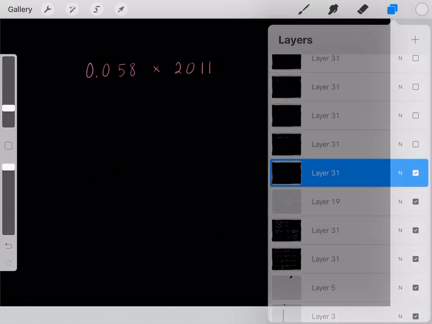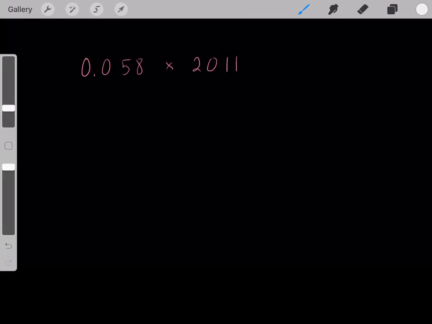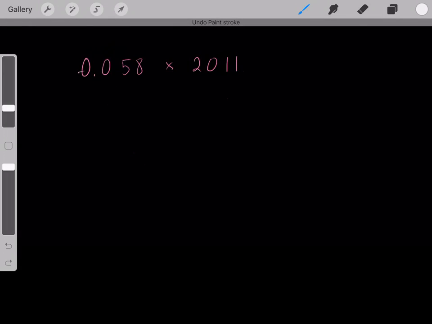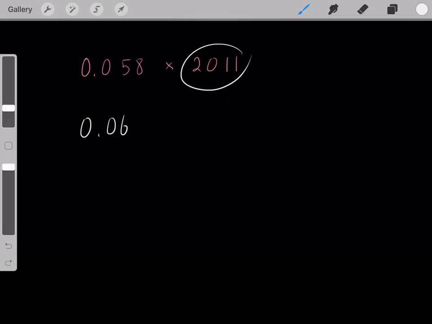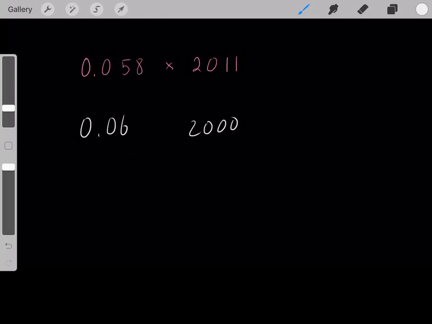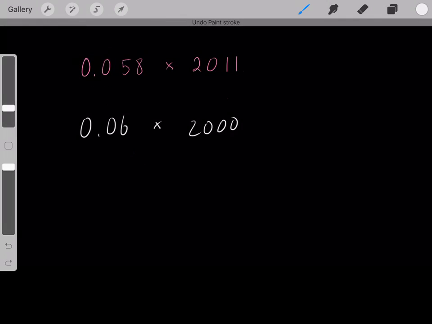So now let's do some other examples. The key to the MCAT is knowing how to estimate numbers rather than dealing with these specific values. So instead of 0.058, we can estimate, and this is essentially 0.06. These are essentially the same thing. And what about 2011? This is essentially the same thing as 2000. Notice we're estimating this one up. So if we estimate up, the other one we should estimate downward, as long as we're multiplying 2 terms.